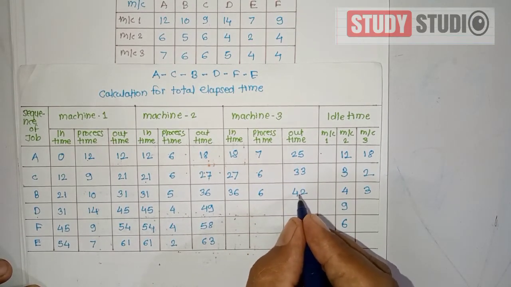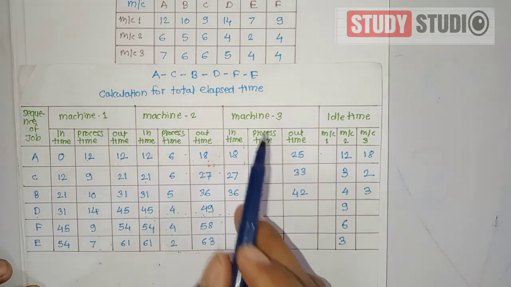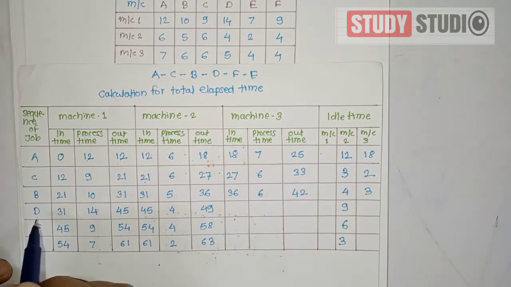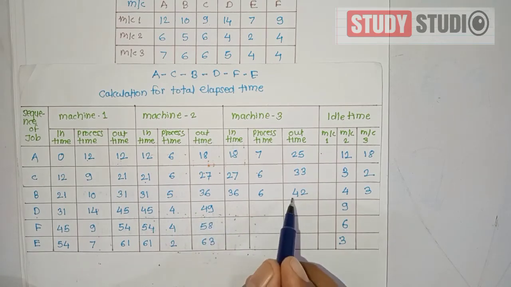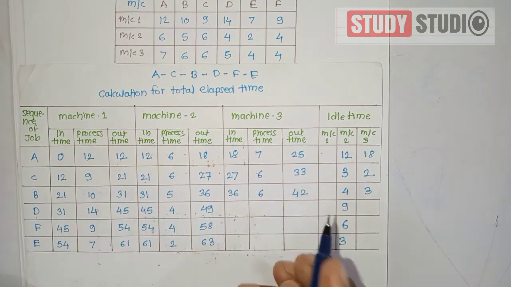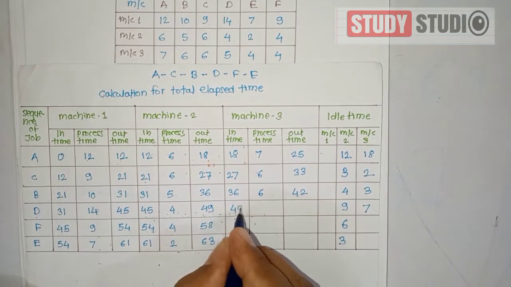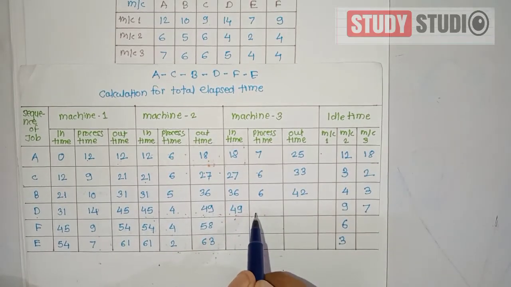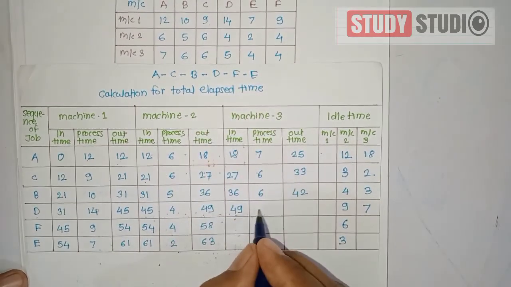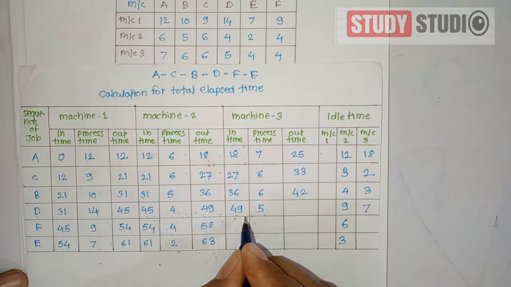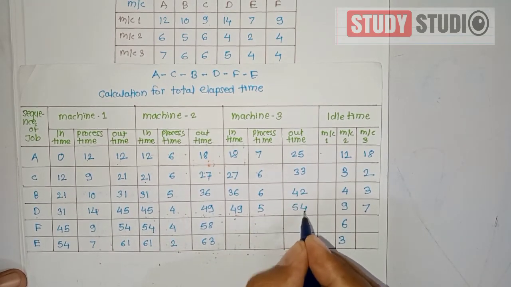Again this 42 is less compared with the 49. So machine 3 requires to wait before job D comes to machine 3. Total waiting time will be 49 minus 42, that is 7 hours. So idle time will be 7 hours. Here write down 49. So process time for job D on machine 3 will be 5 hours. So write down 5. Out time will be 49 plus 5, that is 54.